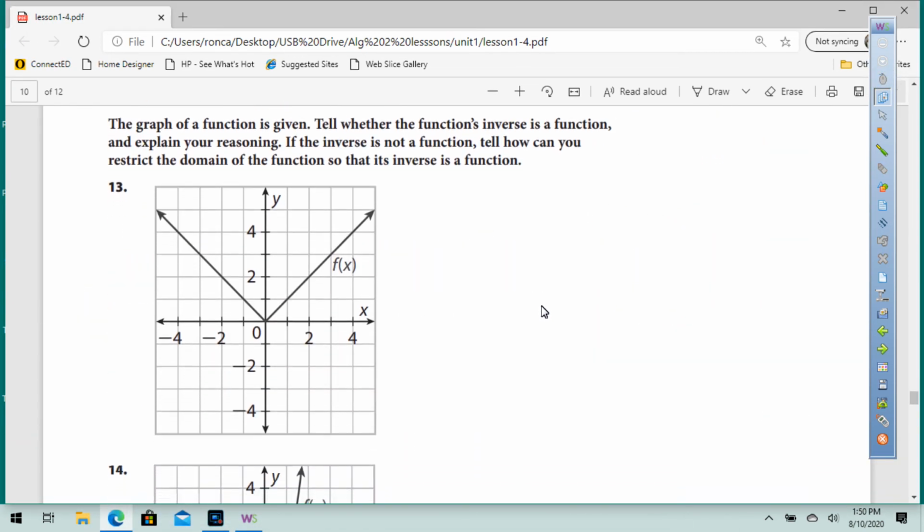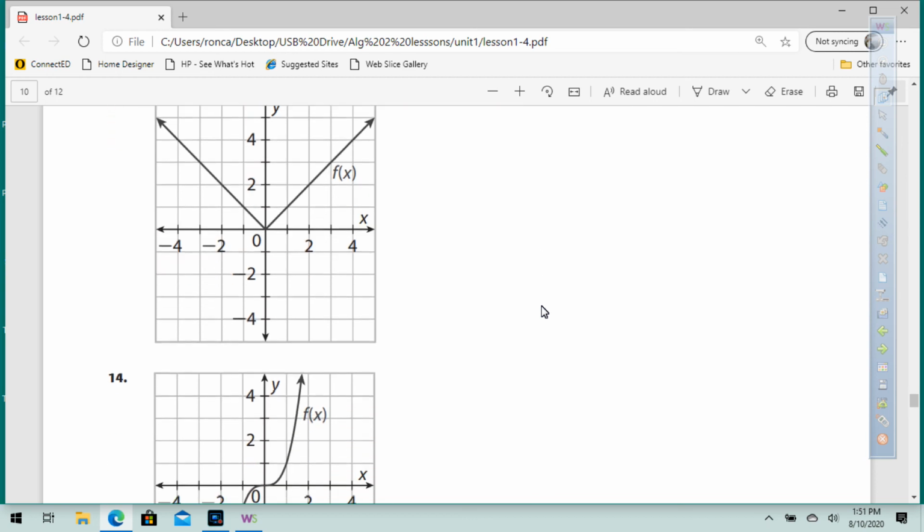Oh, the graph of a function is given. Tell whether the function is an inverse function, and explain your reasoning. If the inverse is not a function, tell how you can restrict the domain of the function so that its inverse is a function. So let's look at number 13. How can we do that?